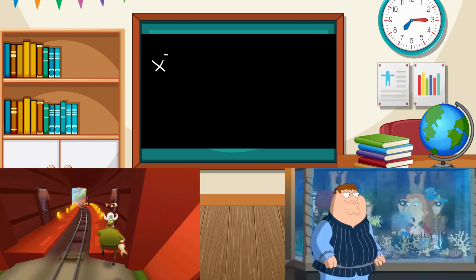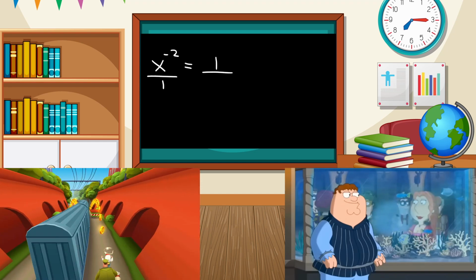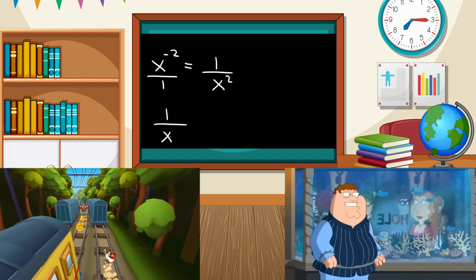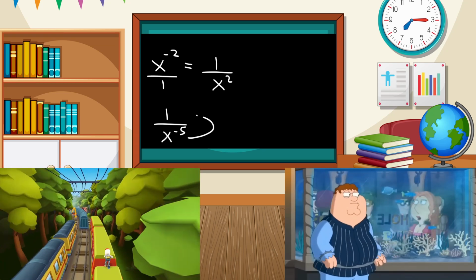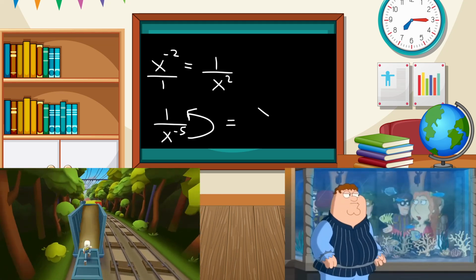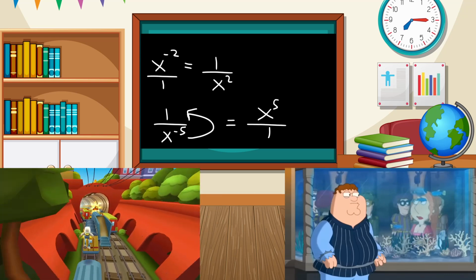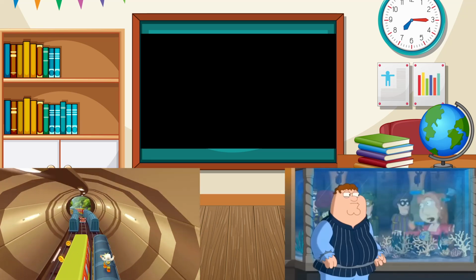So anytime you have a negative exponent, you can move it to the other side of the fraction, making it positive. So if I had 1 over x to the negative 5th power, I can take this exponent, move it to the top, and now it's going to be x to the 5th power. You can write it like that, or you can say over 1. It's the same thing. Now let's try some more examples.